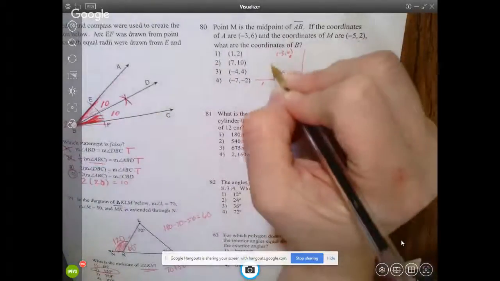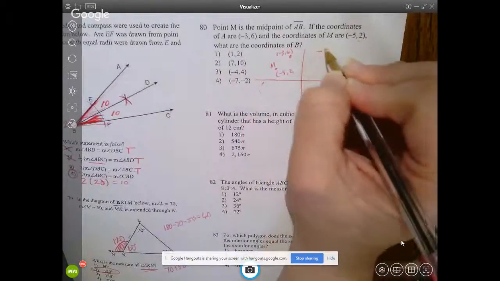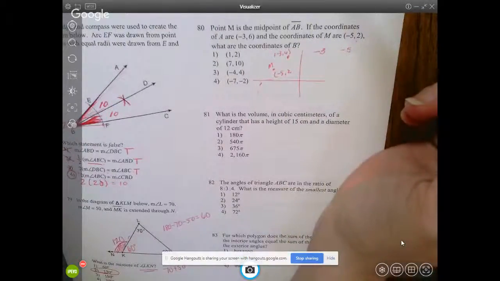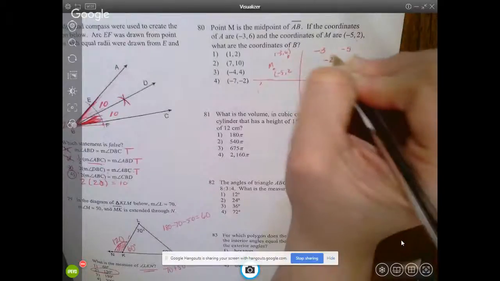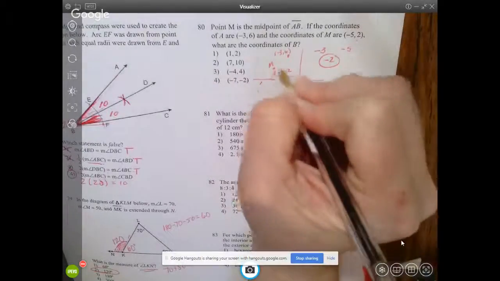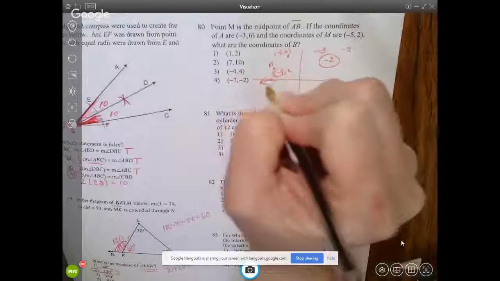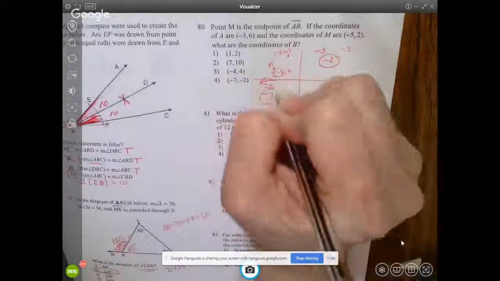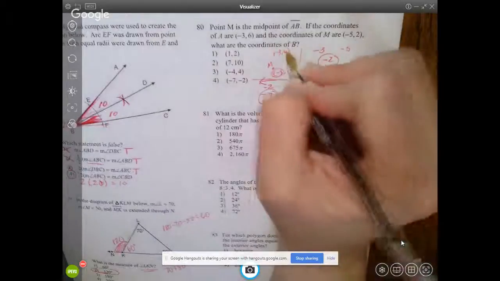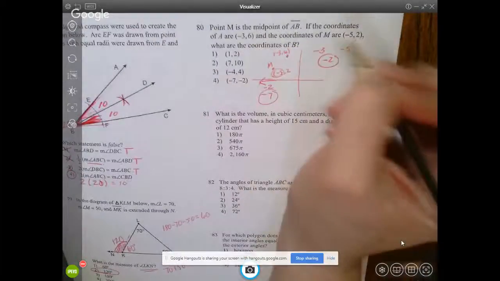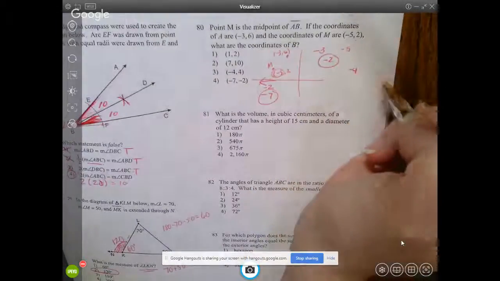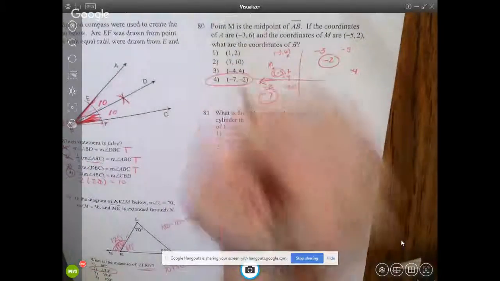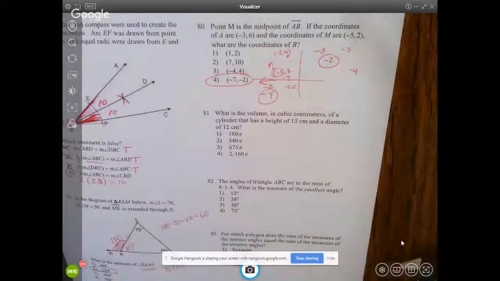If this is the midpoint, what did I have to do to get from -3 to -5? Add 2 or subtract 2? Subtract 2. So I know if I'm at -5 here, I need to go 2 more to the left. -5 minus 2 tells me it's -7 is going to be my x. If I'm at 6, and I go to 2, what did I do? Well, I subtracted 4. So if I'm at 2 and I subtract 4 more, that gives me -2. So the answer is 4.